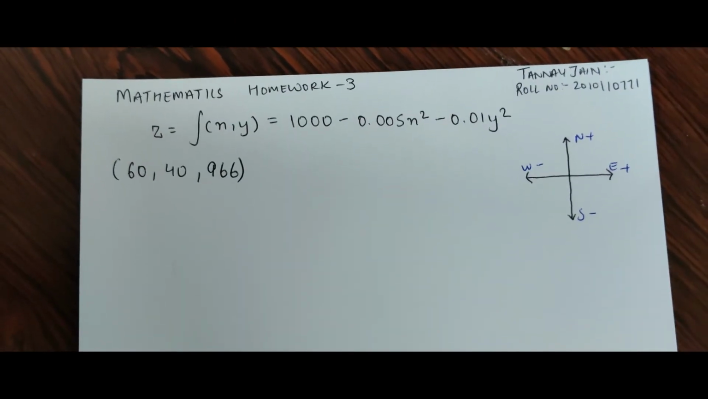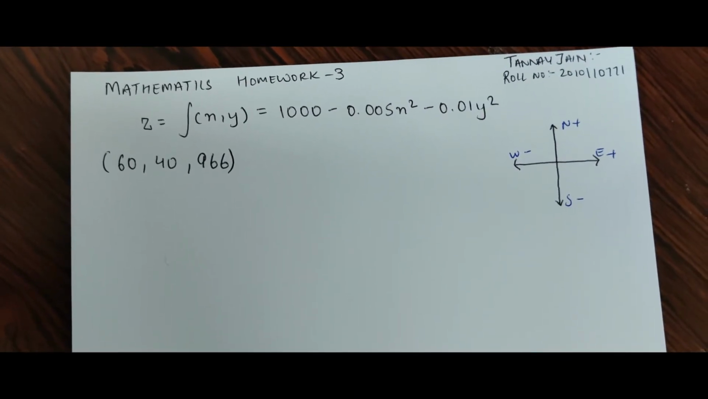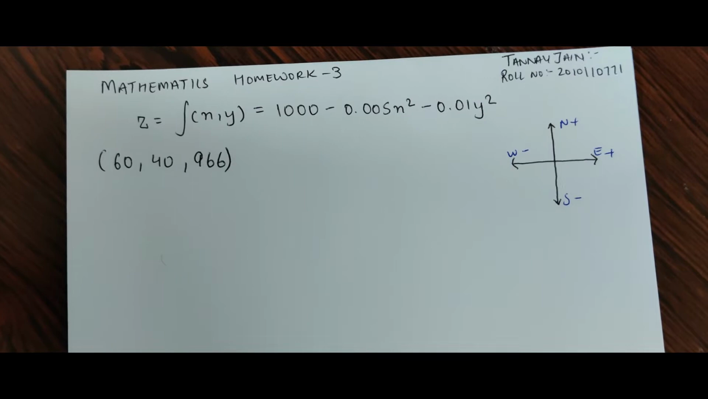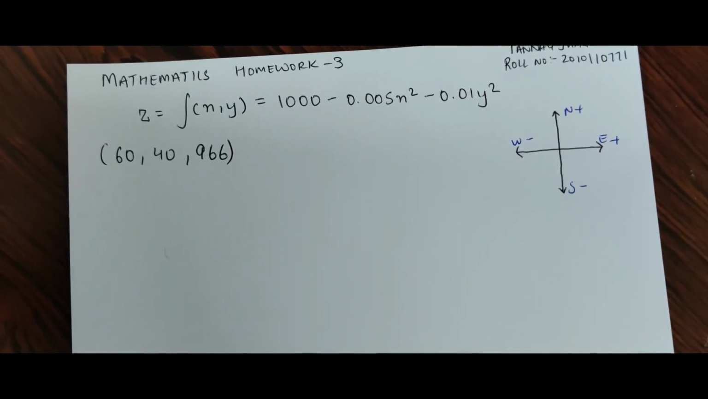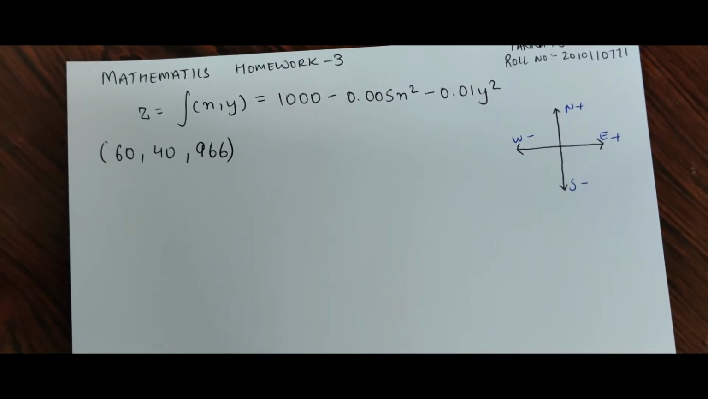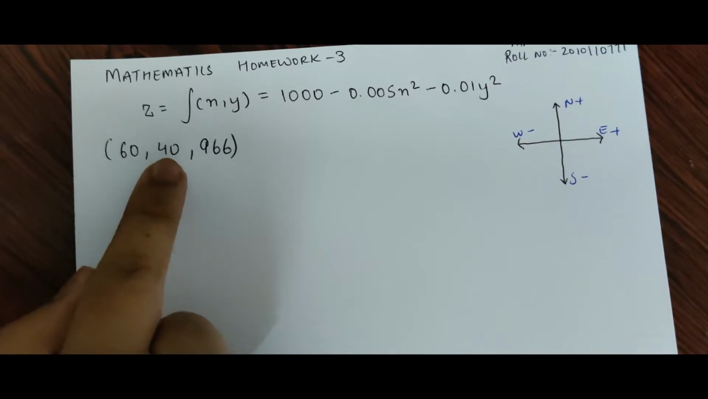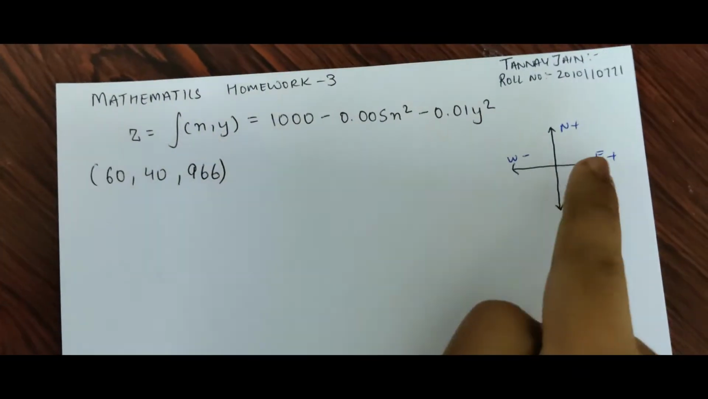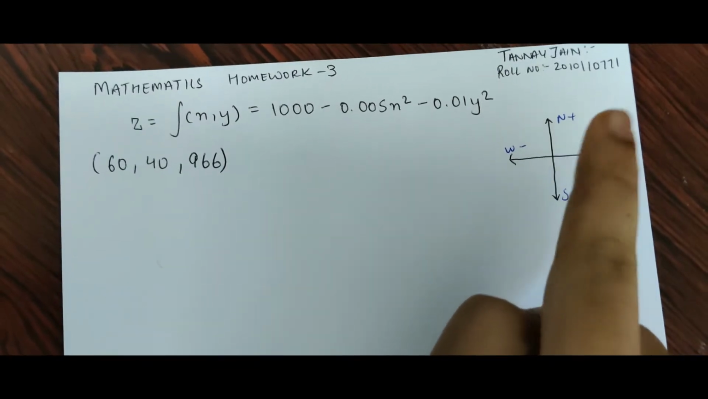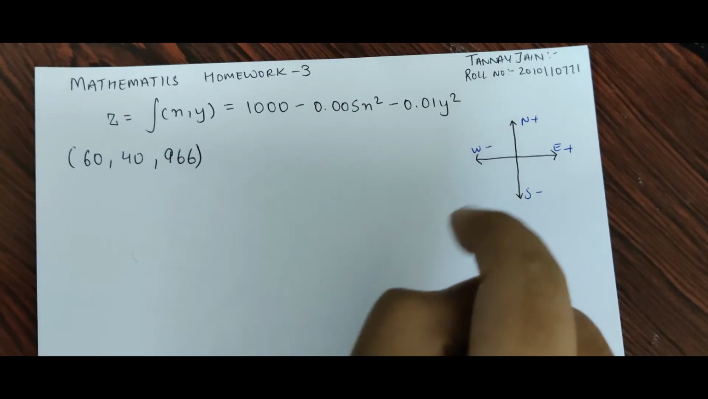The question asks: suppose you are climbing a hill whose shape is given by the equation z equals 1000 minus 0.005 x squared minus 0.01 y squared, where x, y and z are measured in meters, and you are standing at a point with coordinates 60, 40 and 966. The positive x-axis is east, and the positive y-axis is north.